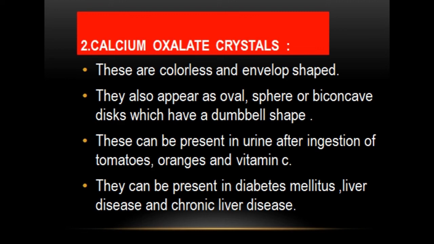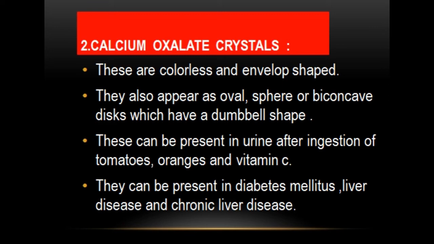Then we have the calcium oxalate crystals. They are colorless, annulus-shaped crystals, and the shape is oval, square, or biconcave disc with a dumbbell shape. They are due to the ingestion of tomato, orange, and vitamin C, as they contain a high amount of calcium oxalate. Especially tomato seeds have a high content of calcium oxalate. So patients who have kidney disease should be advised not to take tomato seeds.